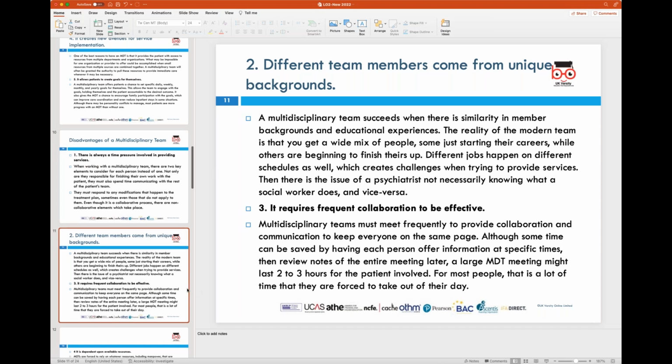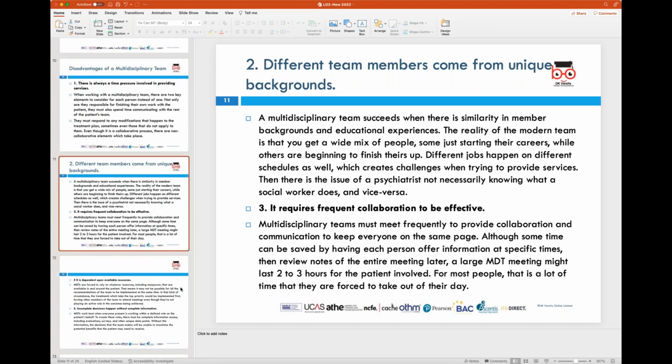The other weakness or disadvantage is that you require frequent collaboration, and the collaboration needs to be effective in order for it to work and provide integrated care.